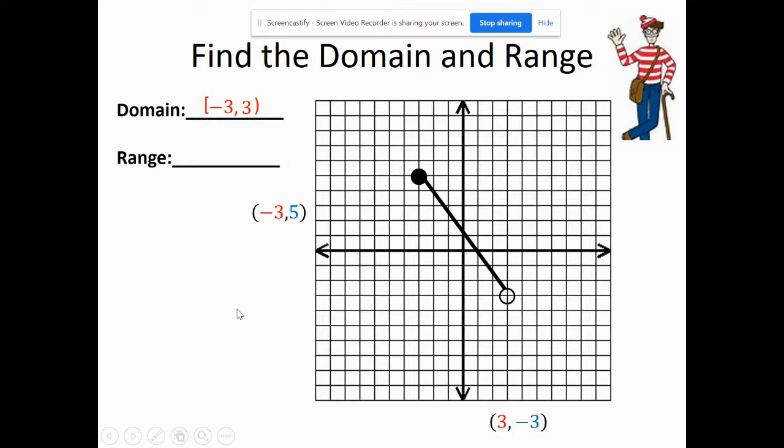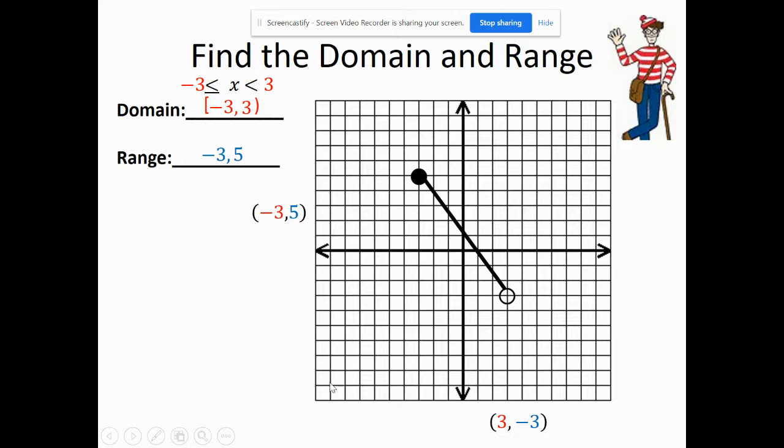What about the range? We read left to right. We normally read top to bottom, but that's not how we do range. You always start with the smallest number, which means I don't read top to bottom, but bottom to top. That's another way you can write the domain like that. All right. Notice my smallest y is negative 3. Always write the smallest one first. And my largest y is a 5.